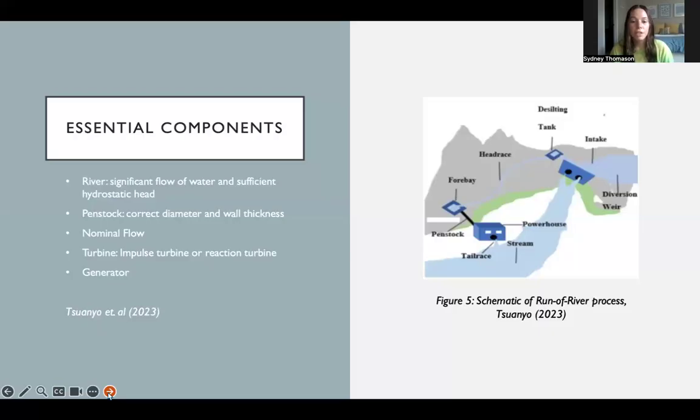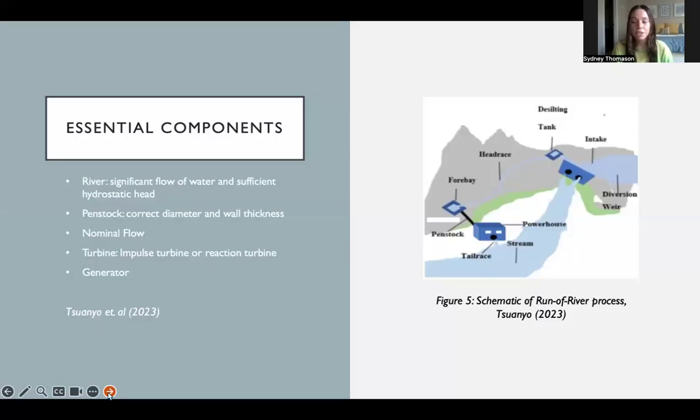The turbine is also another key component and needs to be selected specifically for the plant being installed. Turbines can be impulse or reaction. Impulse turbines are better for sites with a high hydrostatic head, whereas reaction turbines are better for those with a lower hydrostatic head and a higher flow.